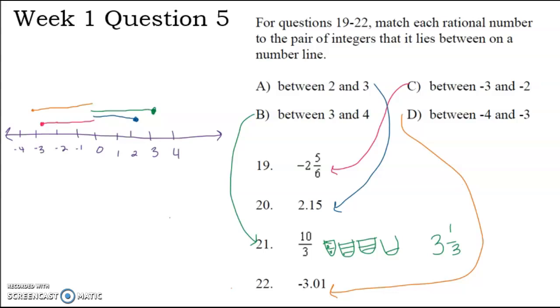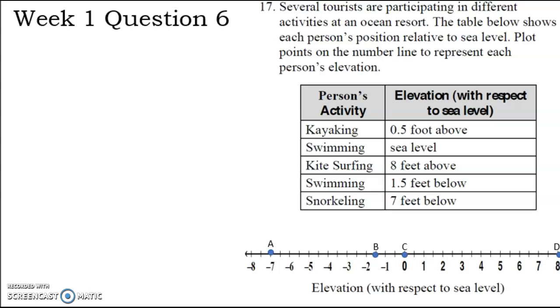All right, let's do another one. Question 1. Hey, look, it's another number line. Week 1, question 6. Several tourists are participating in different activities at the ocean resort. The table below shows each person's position relative to the sea level. Plot the points on a number line to represent each person's elevation. Okay, so we need to figure out which one of these activities goes with A, B, C, and D.